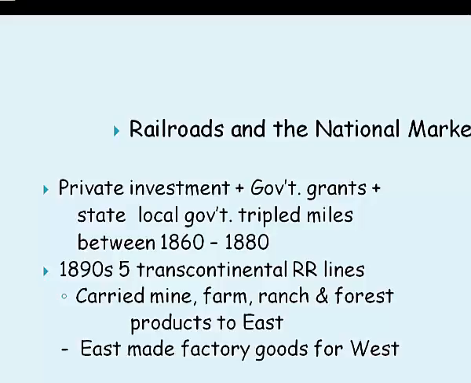By the 1890s, we had 5 transcontinental railroad lines that carried western mine and farm, ranch, and forest production to the markets in the east, which in turn manufactured goods and shipped them back to the west. Railroads were so critical to economic growth and the national market that a financial crisis in the rail industry would directly shock the entire national economy.